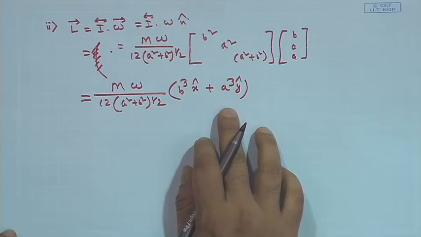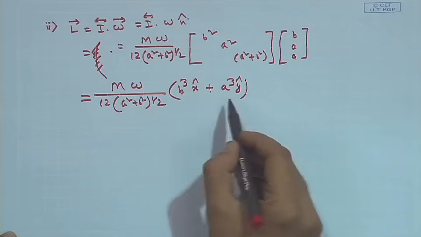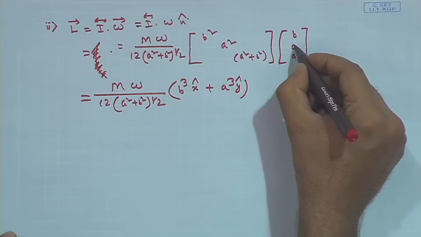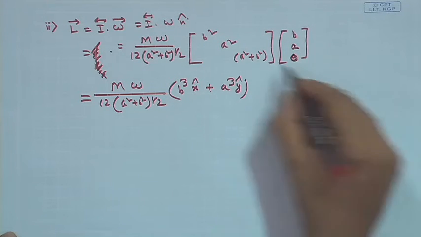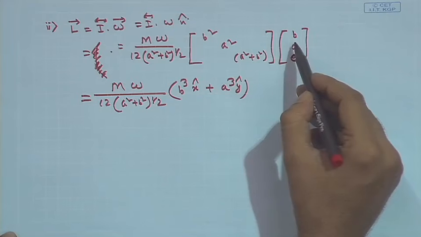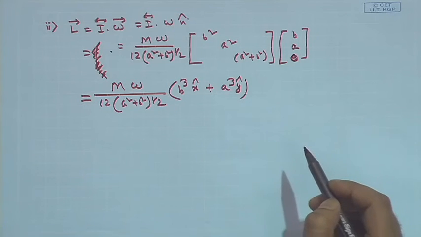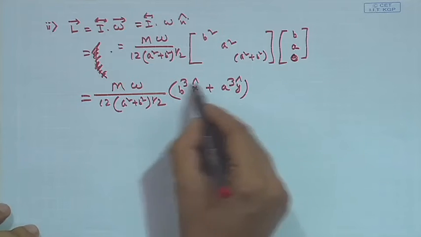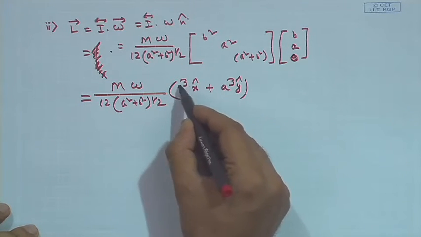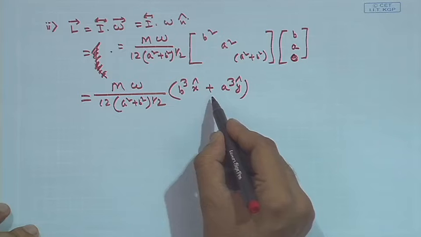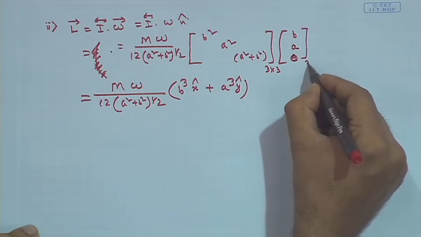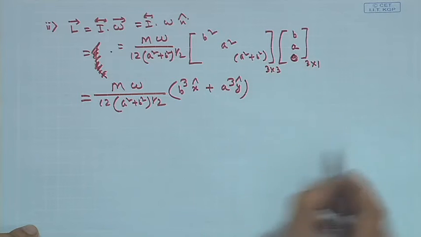So this is the direction of L. Of course we see that L lies in the xy plane, there is no z component at present. Actually this will give you a vector. I am just writing it per component because it's a 3 cross 3 matrix times a 3 cross 1 matrix, it will give you a 3 cross 1 matrix.